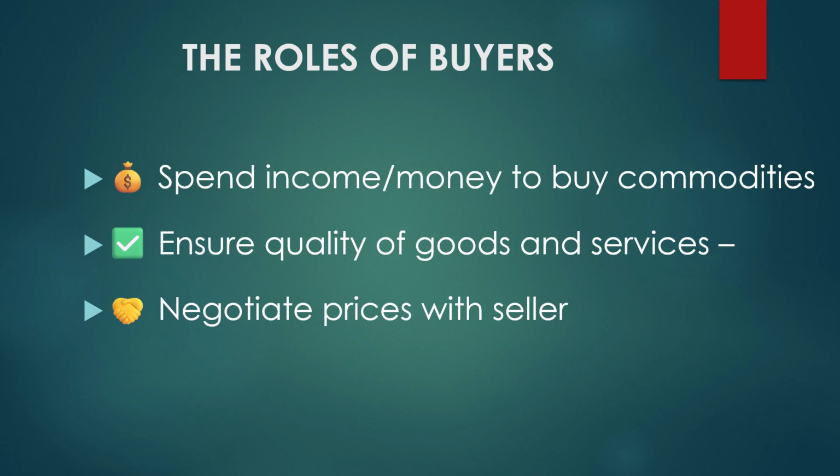Here are highlighted three important roles of buyers. First, buyers spend their income or money to buy commodities. They come to the market with a budget and they decide what to buy based on their needs and preferences.